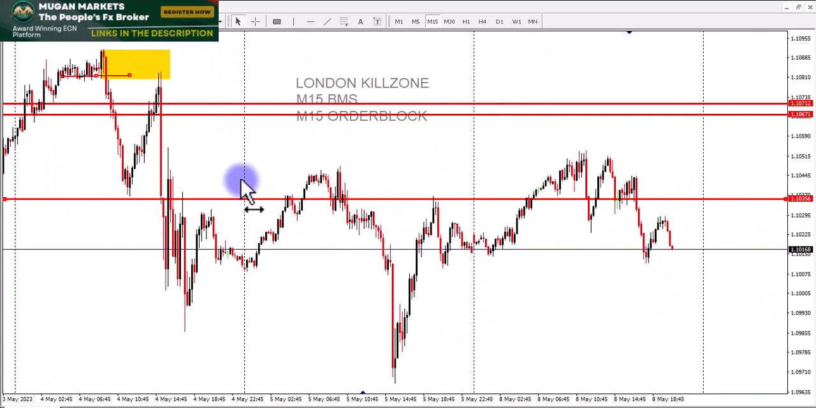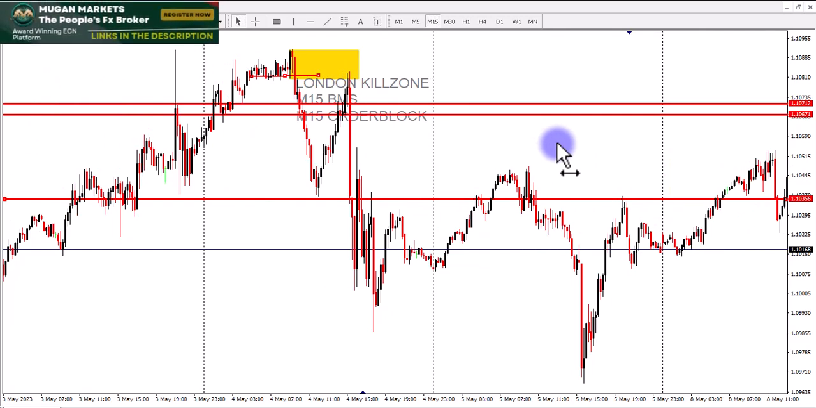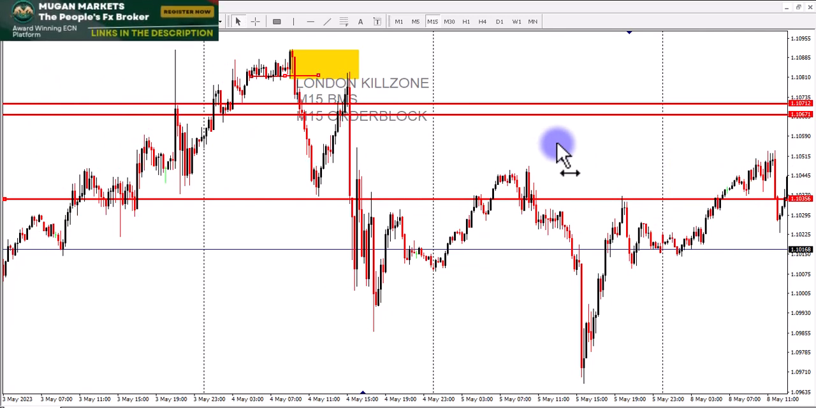So this is how you are trading, guys. This is how you're trading. You know you're in a downtrend. So what do you do? You wait for the downtrend to manifest each and every time, and you trade.